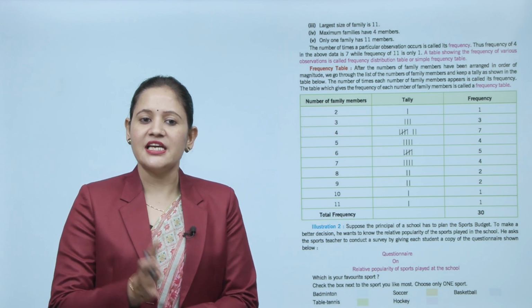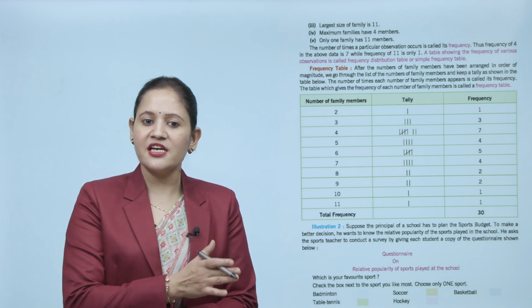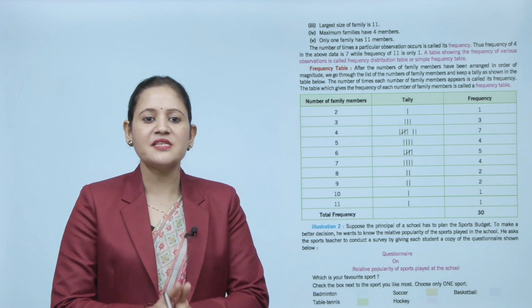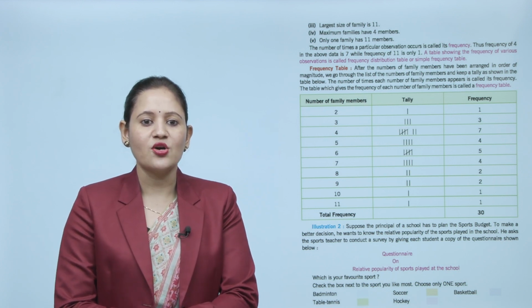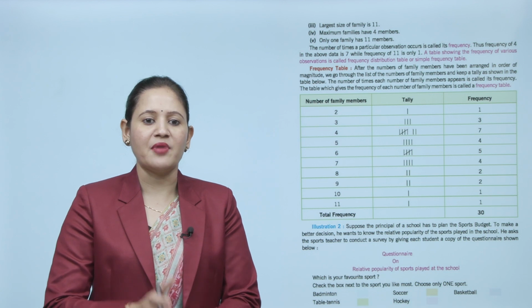Largest size of family is 11. Smallest is 2 and largest is 11. Maximum families have 4 members. Only one family has 11 members.